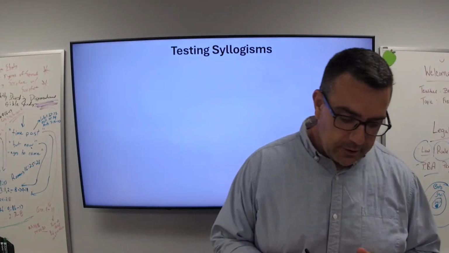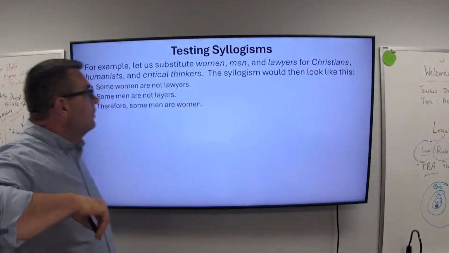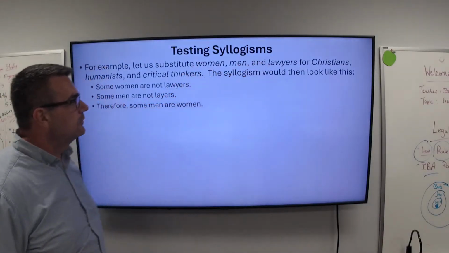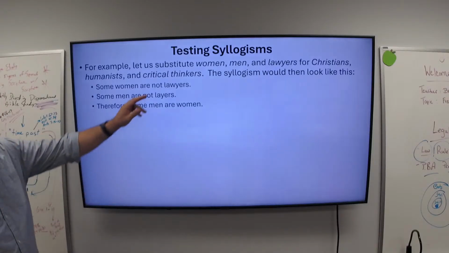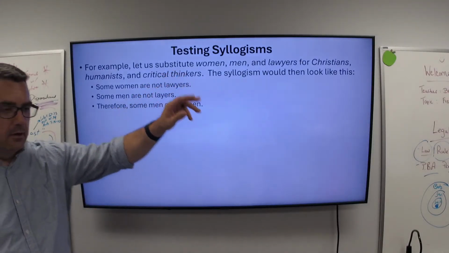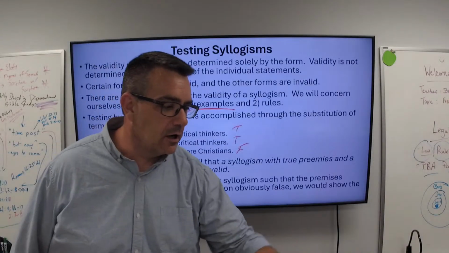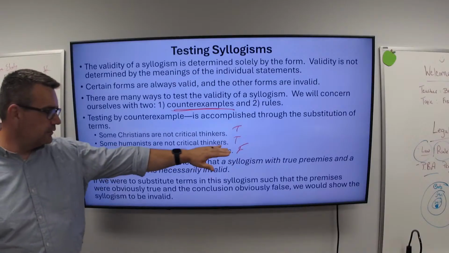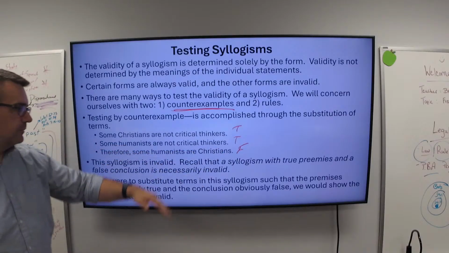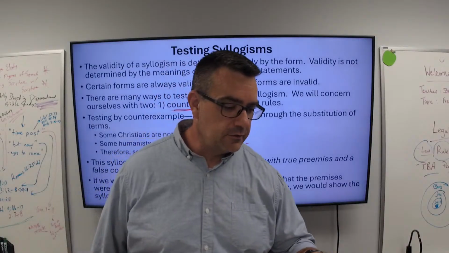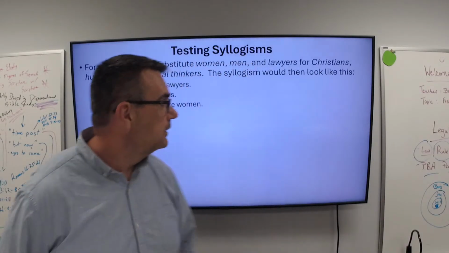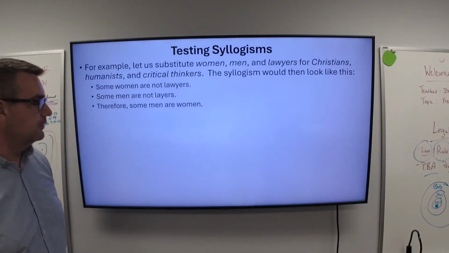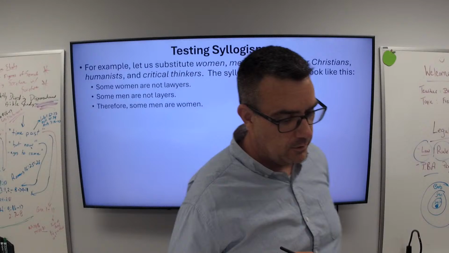So here's what we're going to do this time. For this example, let us substitute women, men, and lawyers for Christians, humanists, and critical thinkers. On this slide, we had our original argument, which was some Christians are not critical thinkers, some humanists are not critical thinkers, therefore some humanists are Christians. To test that, we're going to substitute terms: men, women, and lawyers for Christians, humanists, and critical thinkers, and we're going to look at the argument now in this form.